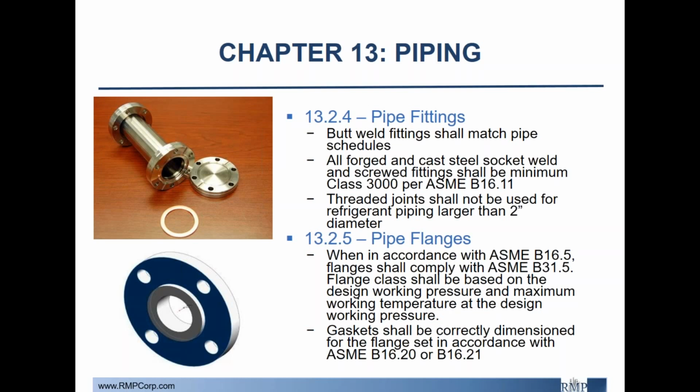All forged and cast steel socket weld and screw fittings shall be minimum class 3000 per ASME B16.11. Threaded joints shall also not be used for refrigerant piping larger than 2 inches in diameter. However, there's an exception to this for pressure relief devices and associated three-way valves. Pipe flanges shall be in accordance with ASME B16.5 and comply with ASME B31.5. Flange class shall be based on the design working pressure and maximum working temperature.